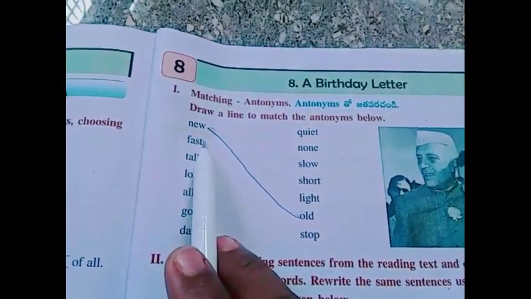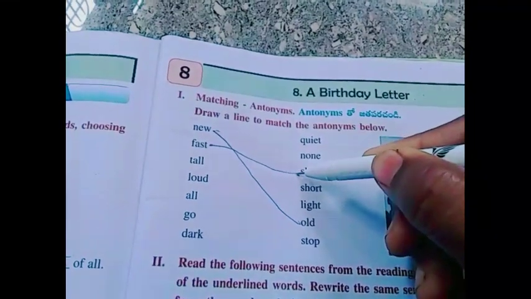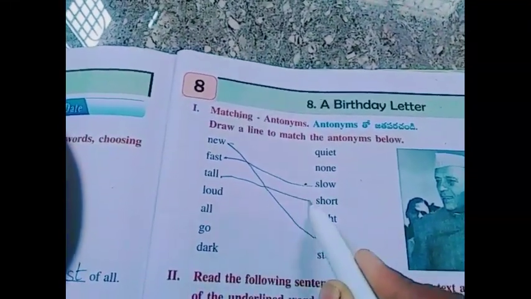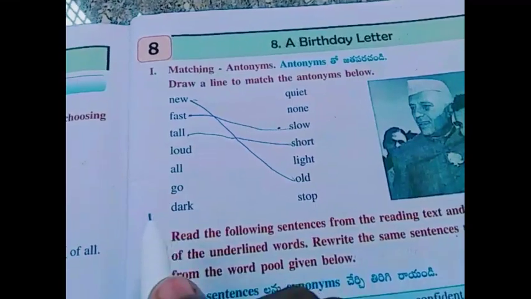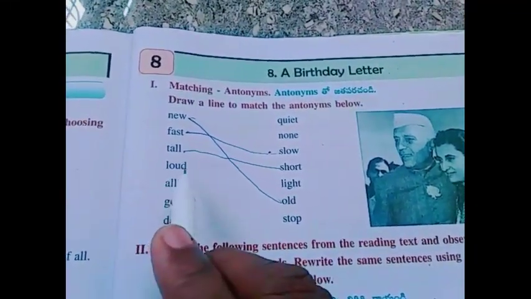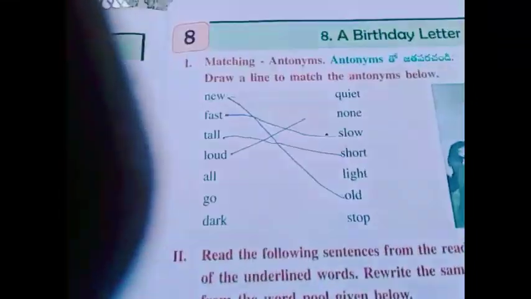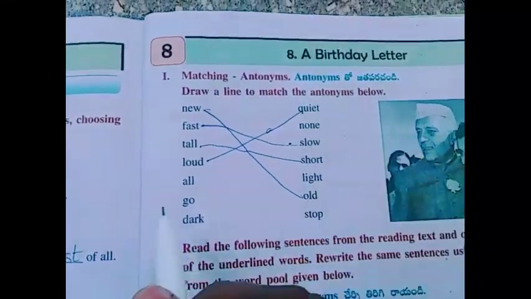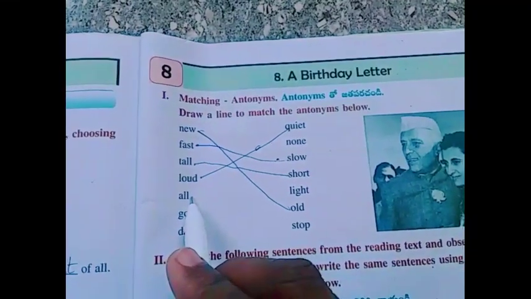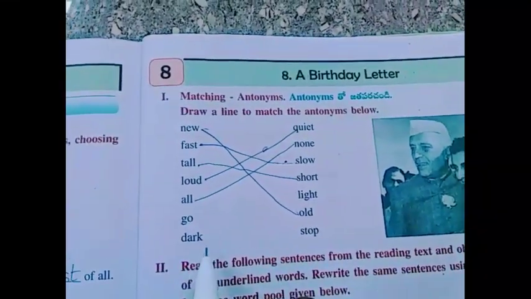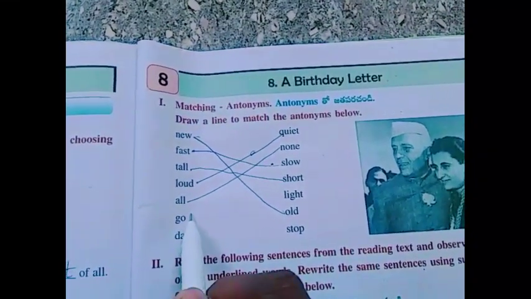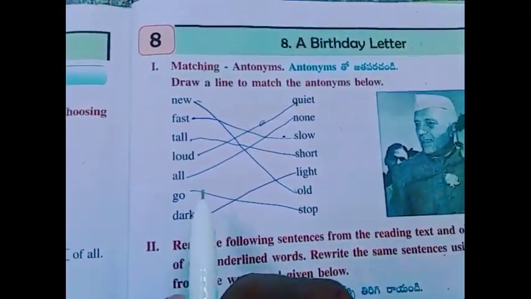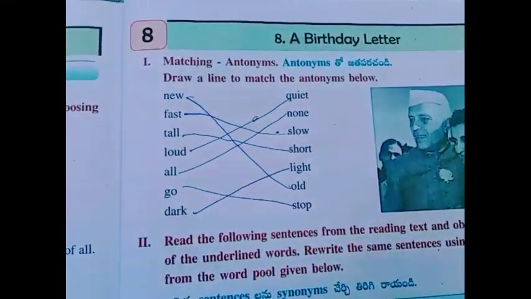Next, fast. Antonym of fast is slow. Tall. Antonym of tall is short. Loud. Antonym of loud is quiet. All. Antonym of all is none. Go. Antonym of go is stop. Dark. Antonym of dark is light. These are the antonyms of these given words.